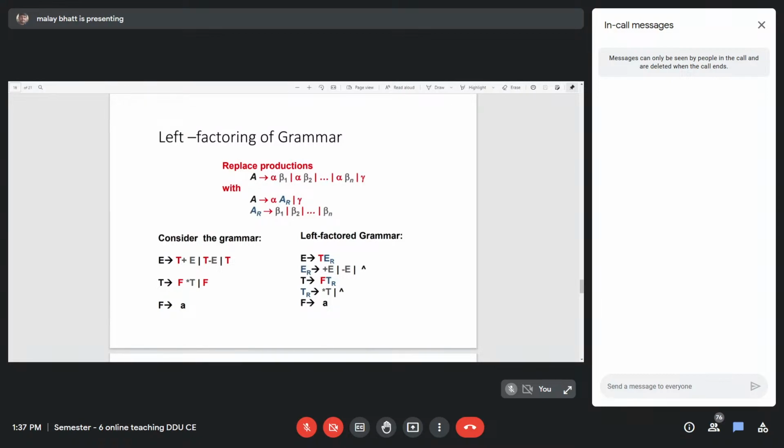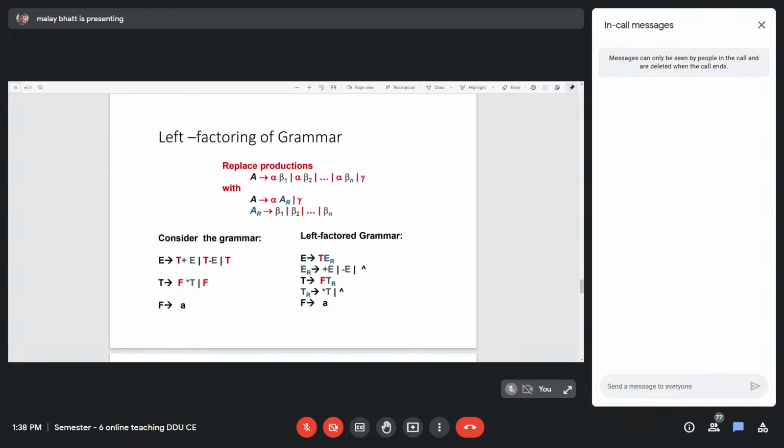T gives F into T or F. So again, F is common. We'll take the F common because it is like alpha, and beta 1 here is star T, and beta 2 here is your null. We have only two rules. So beta 1 and beta 2 are there. Beta 1 is star T and beta 2 is your null.